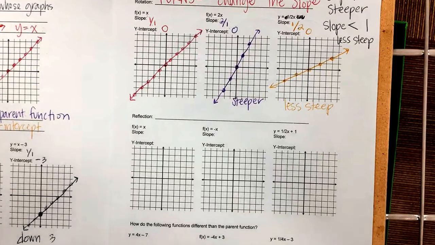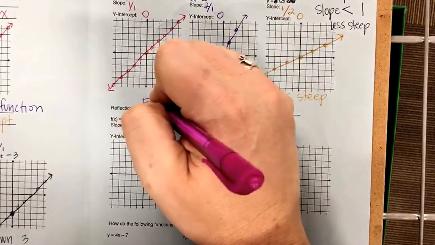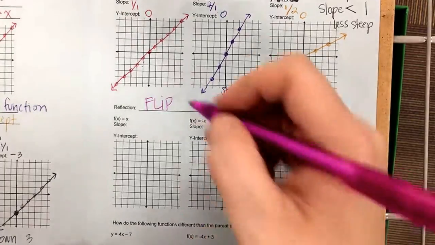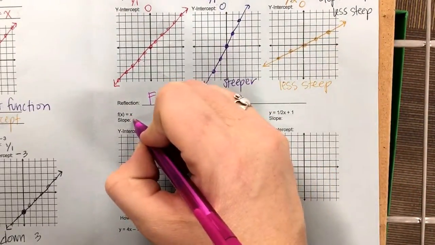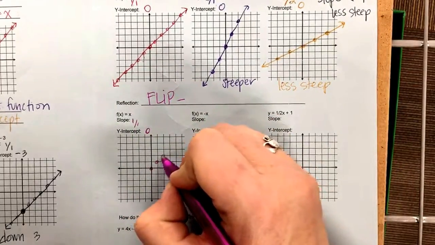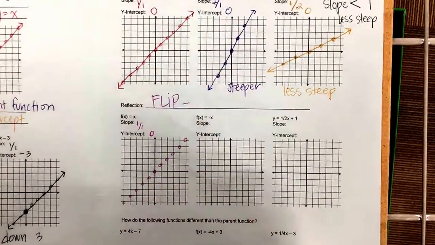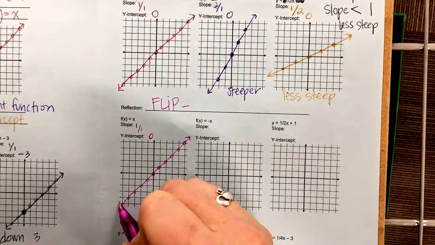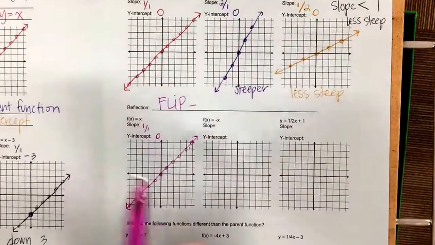Last, what are we on? Reflection. Reflection is the fancy word for flip. How do you flip a graph? If your graph, your slope is 1 over 1, your intercept is 0, right? So here's your parent function. How would you flip this over? How would you make it go the other way? How would you make your parent function flip and go the other way?